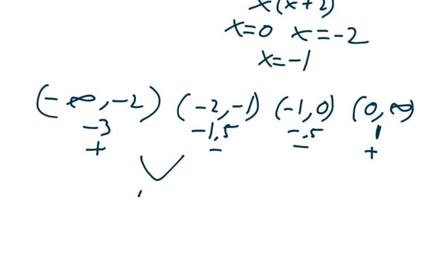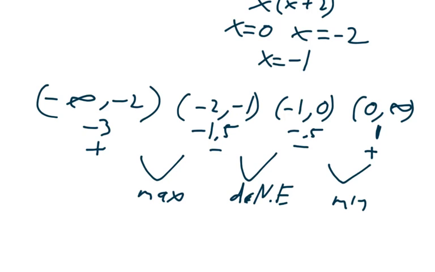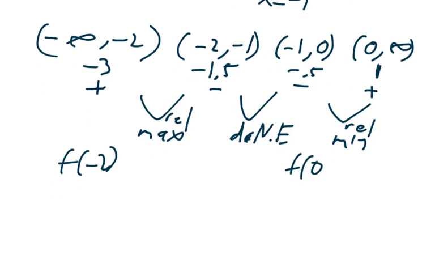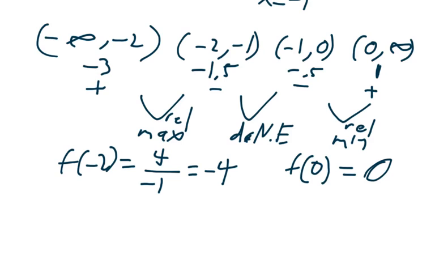So here we're going to have a relative max. Here does not exist because -1 is a vertical asymptote and it's not continuous. And here I have a relative min. So I need to plug in f of -2 and I need to plug in f of 0. That one's easy because it's 0 divided by 1. And when I plug in -2, I get 4 over -1, which is -4. And so that is my relative maximum at -2, -4. And my relative minimum is at 0, 0.